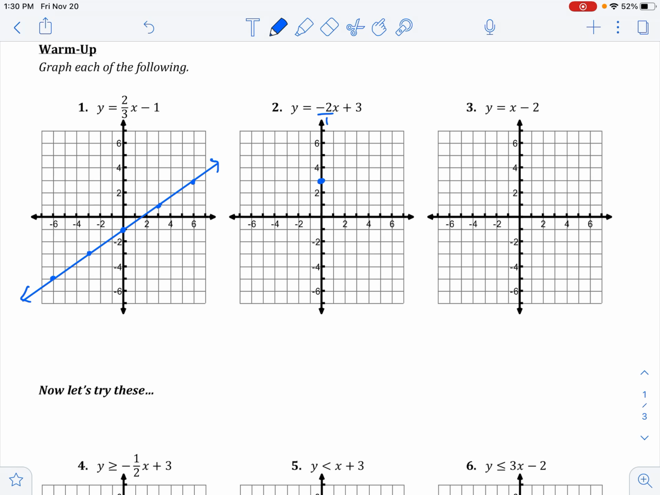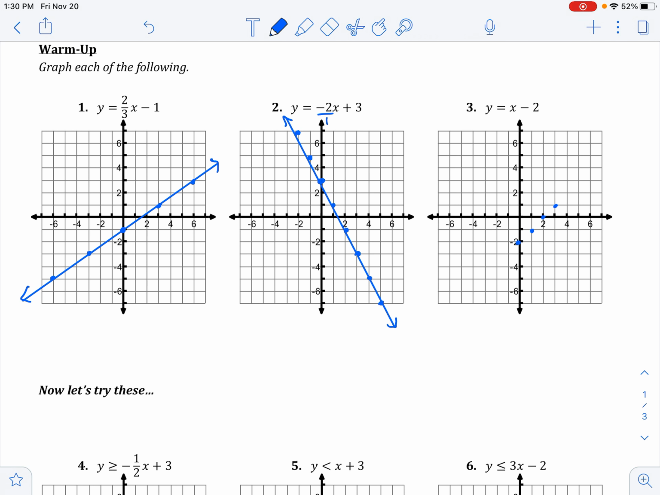Okay, next one. y equals -2x plus 3, so a y-intercept of 3 and a slope of -2. Remember, -2 is -2 over 1. So down 2, right 1, down 2, right 1, down 2, right 1, down 2, right 1, then up 2, left 1, up 2, left 1. And connect those points with a straight line.